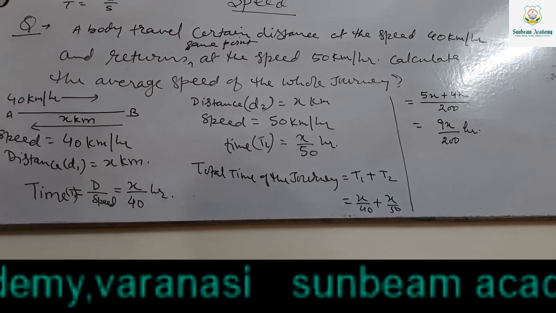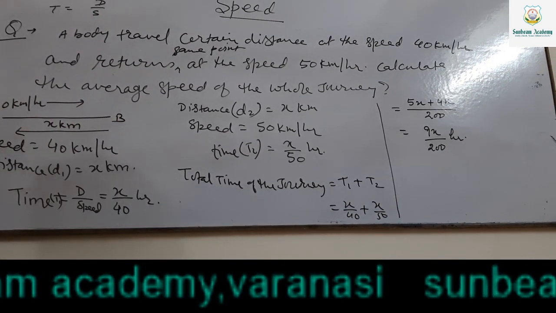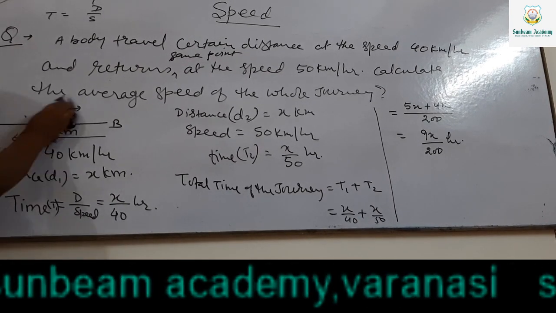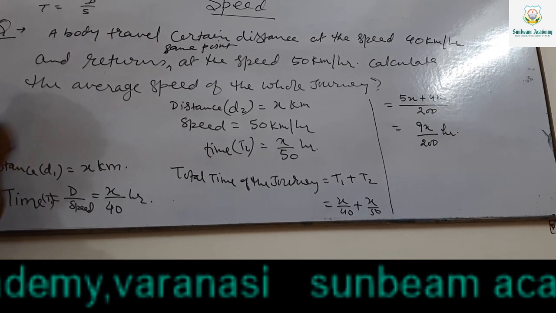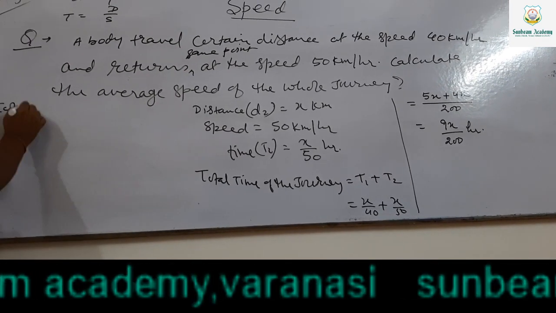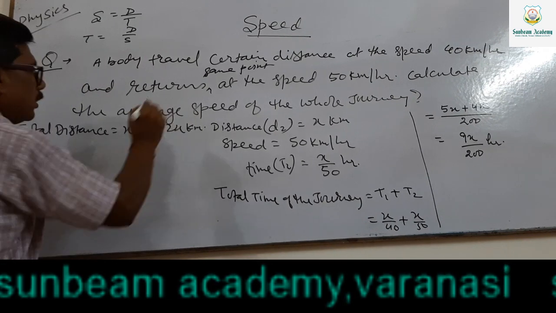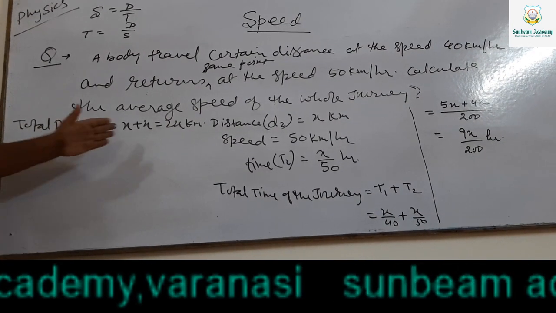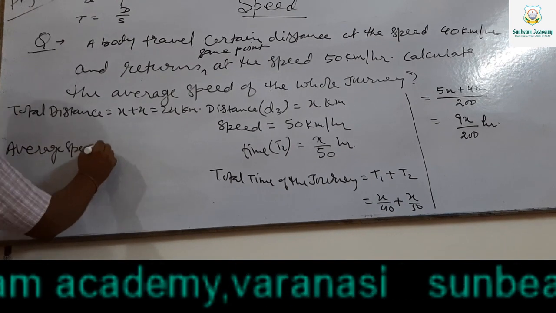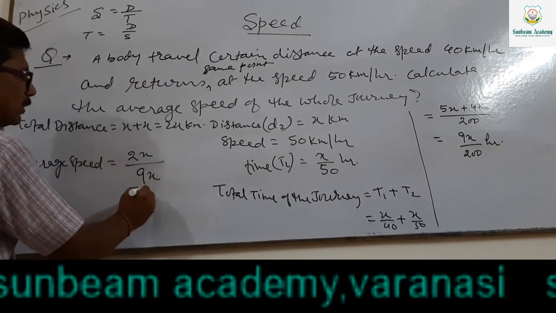Now, total distance. When he goes on travel x kilometer and when he return back, then also x kilometer. So what will be the total distance? Total distance will be x plus x is equal to 2x kilometer. Now you get total distance is here and total time is here. Then what is the average speed of the journey? Average speed of the journey will be total distance, that is 2x upon total time taken 9x upon 200.